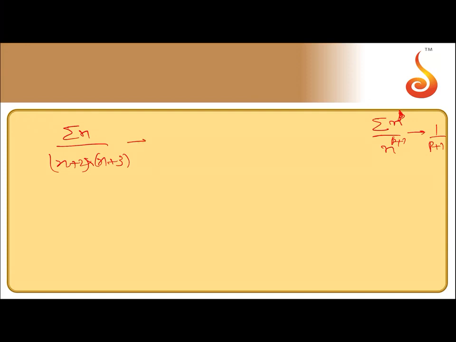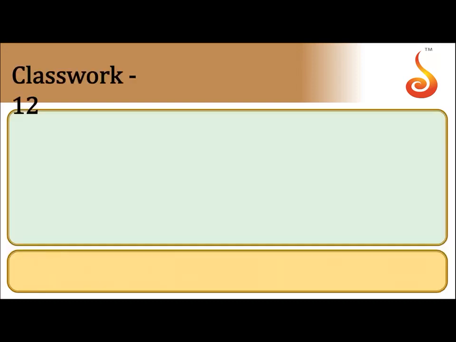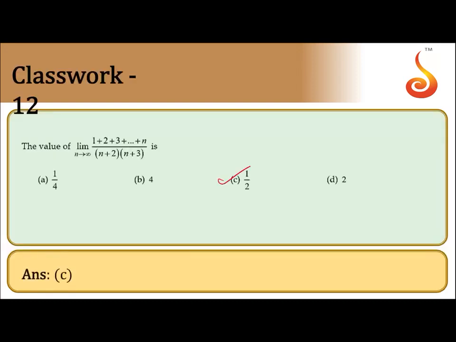So this can be written as sigma n divided by n square, which becomes 1 by 2 multiplied by n square. Why don't you take n common from each of the terms: 1 plus 2 by n multiplied by 1 plus 3 by n. As n tends to infinity, 1 by n tends to 0. So clearly you can see that these two get cancelled. This is equal to 1 by 2 divided by 1 plus 0, 1 plus 0, which is 1. So the answer is 1 by 2. The answer is C.